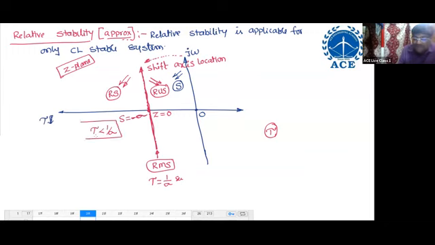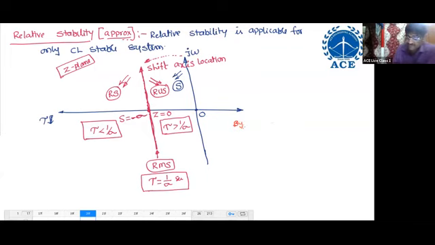Tau becomes less than 1 by sigma. Relatively unstable, the time constant is greater than 1 by sigma. Relatively stable, the time constant is less than 1 by sigma. Relatively marginally stable, the time constant is equal to 1 by sigma. That means by using the relative stability concept, we can find the system time constant, settling time, and the time required to reach steady state.